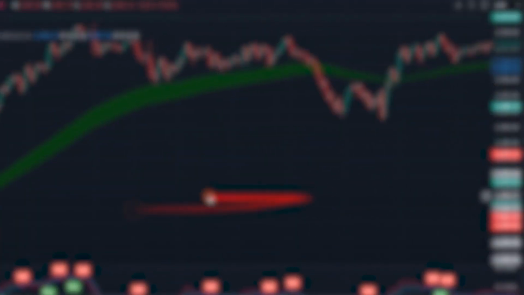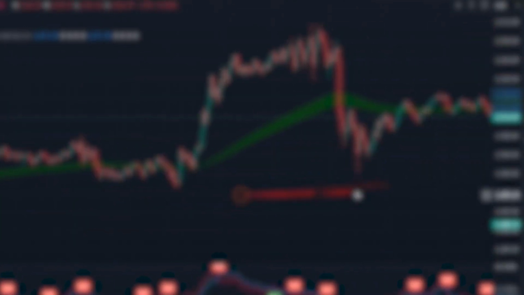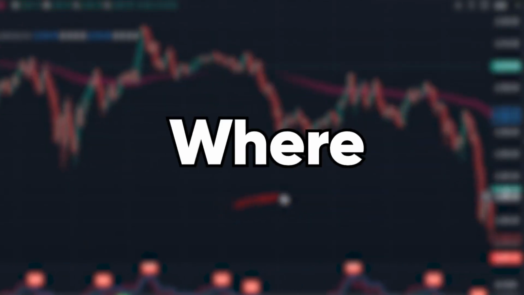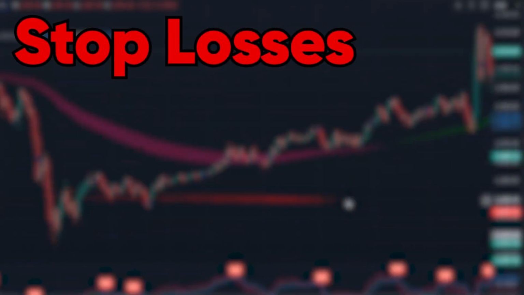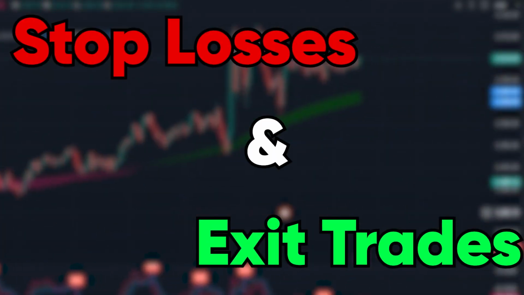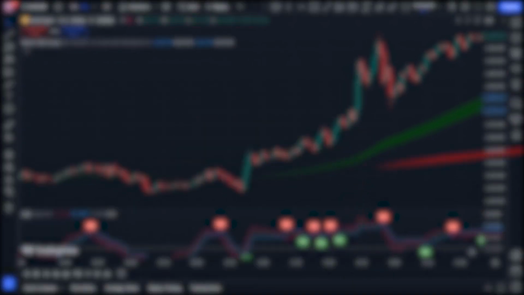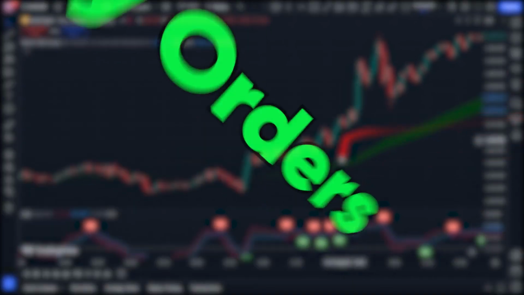Now that I have explained both indicators separately, we need to combine them to create a powerful strategy that tells us where to enter trades, where to set the stop losses, and where to exit trades. I will explain 2 ways to enter a trade. First, let's start with a buy order.